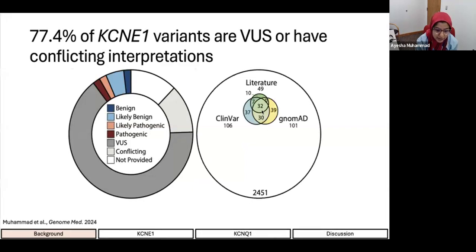So here, this diagram is to scale. In the blue, you have the variants that are present in ClinVar, in the yellow variants that are present in gnomAD, and in the green variants that are present in literature. And the white circle indicates all the possible variants in this gene.